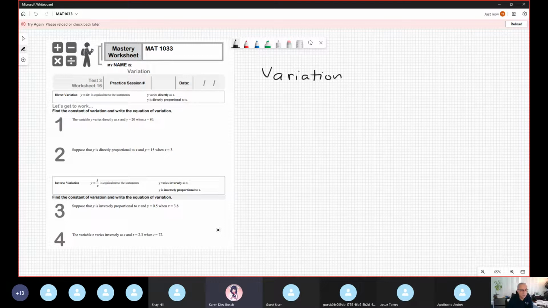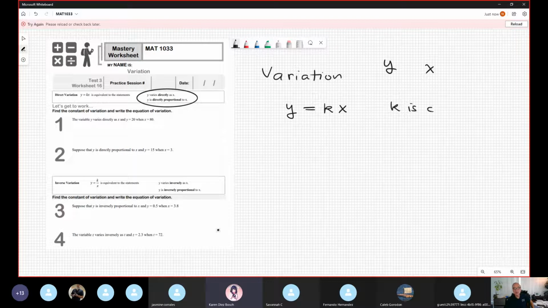We have different kinds of variation: directly proportional and inversely proportional. What does that mean? Suppose you have two quantities, y and x, or a and b, and they are directly proportional. If the formula is y equals kx, then k is the constant.